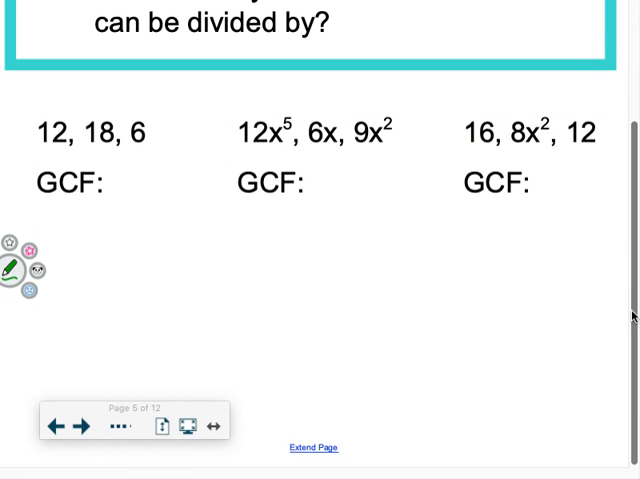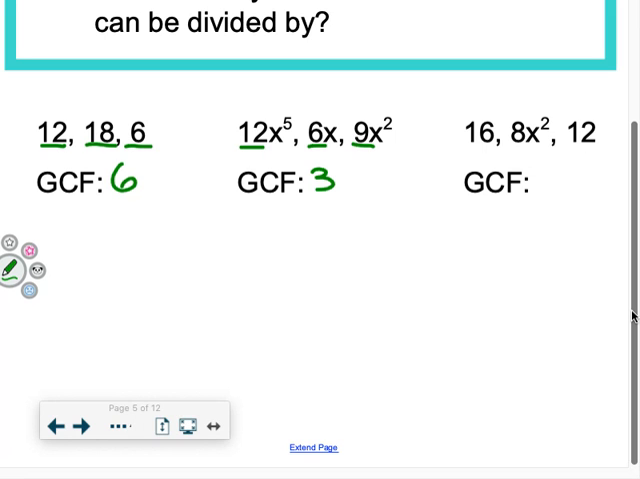So GCF of 12, 18, and 6. Notice we only have numerical values. We just got to think, what can all three of those be divided by? The greatest common factor would be 6 in this case. So now let's do the same thing. Let's look at the numerical values here. 12, 6, 9. They're all divisible by 3. That's the largest or greatest common factor.